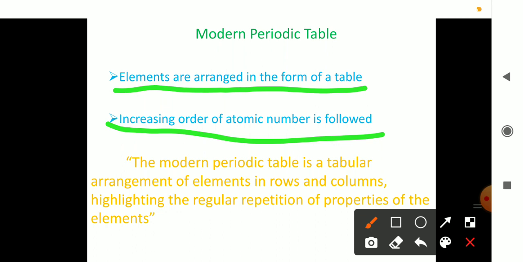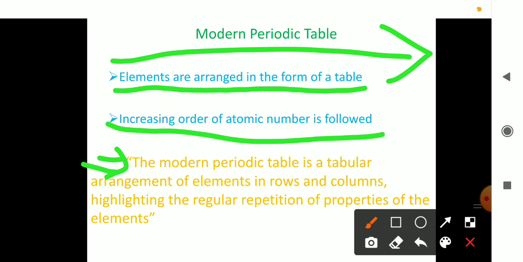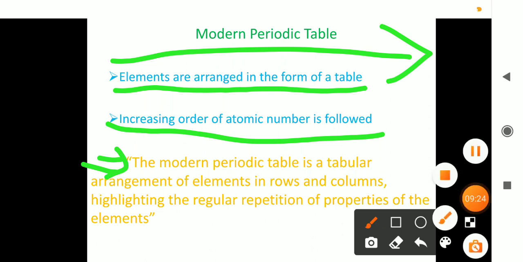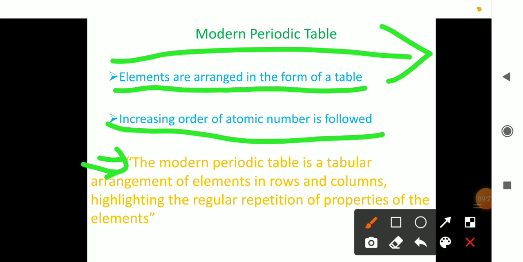Now we are going to see what is called the modern periodic table. The answer is given here. The modern periodic table is a tabular arrangement of elements in rows and in columns. What is called a row? The horizontal arrangement starting from left to right in a periodic table is called a row. And what is a column? The vertical arrangement starting from top to bottom is called a column. So that is given here.